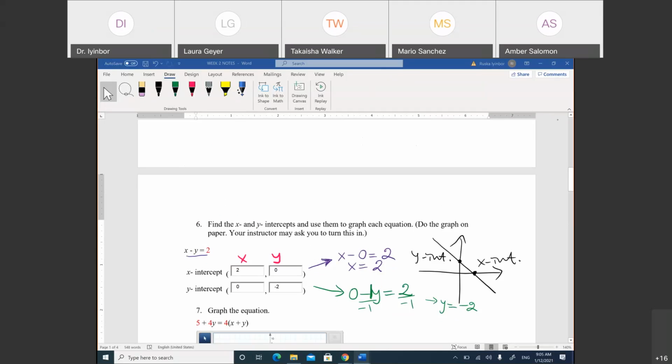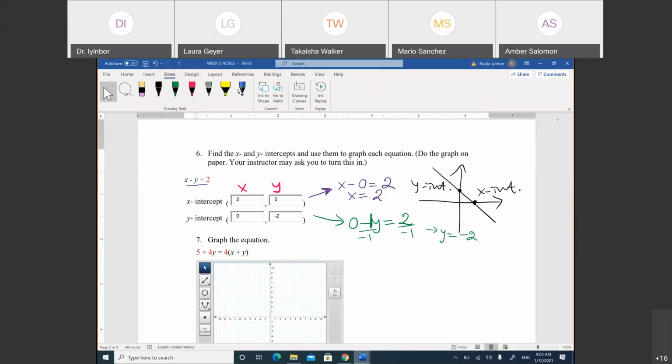Okay, Tyson, where are you going to find all the rules? They're going to be in the formula sheet. That's why I put this formula sheet for you guys. Use the formula sheet, okay? So, any questions on number 6? How to find the x-intercept, y-intercept? Okay.